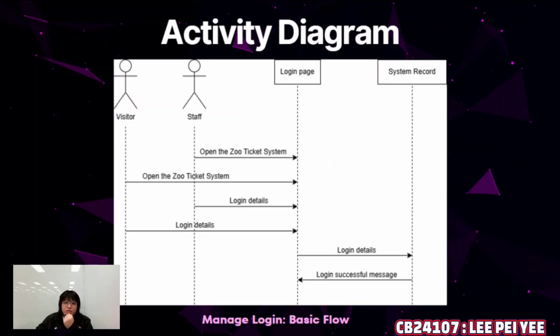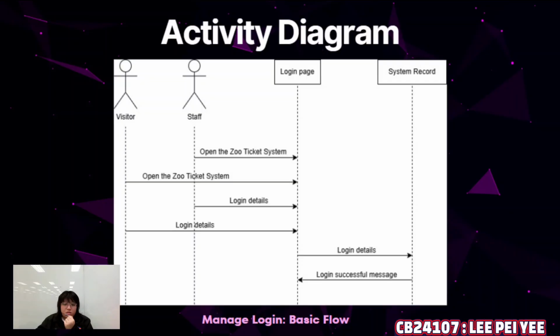The next activity diagram is manage login. For the basic flow, the visitor and staff open the Zoo ticket system. The visitor and staff need to fill in the details at the login page. The visitor and staff will successfully log into the Zoo ticket system.